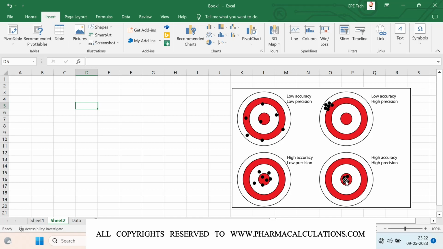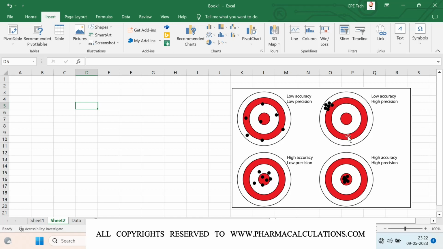And coming to precision, precision is all about consistency. Here, consistently all the data points are located at the center part. So from this we can say the system is highly accurate as well as highly precise. Coming to the second board, most of the data points are lying at the center, but they are not consistent. So from this we can say the system is accurate, but it has low precision.